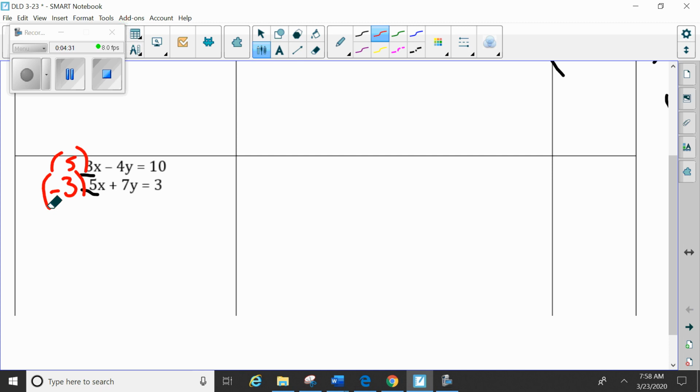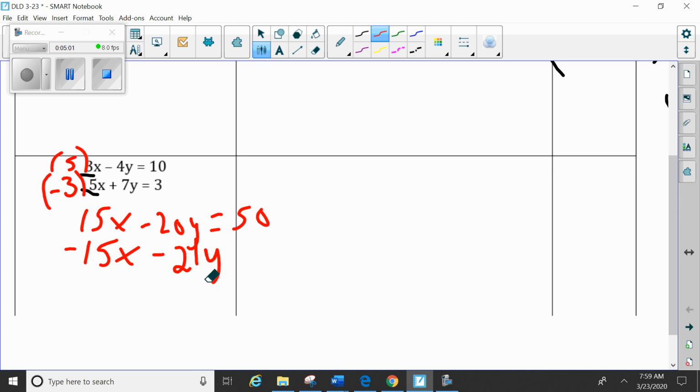So I'm going to multiply down on the bottom. The first equation, 5 times 3 gives me 15x. And I've got 5 times -4y, which gives me -20y, is equal to 5 times 10, which gives me 50. The bottom one, I've got -3 times 5x, that gives me -15x. I've got -3 times 7y, which gives me -21y, is equal to -3 times 3, which gives me -9.